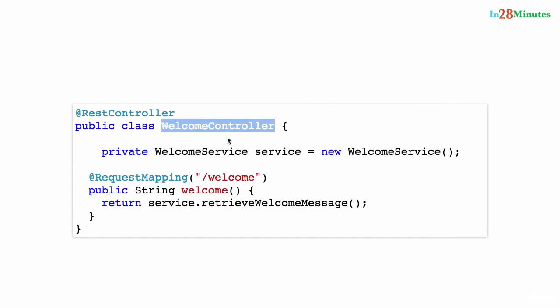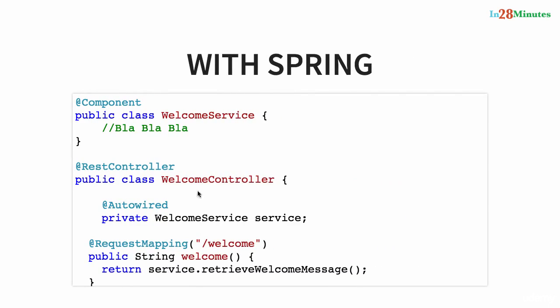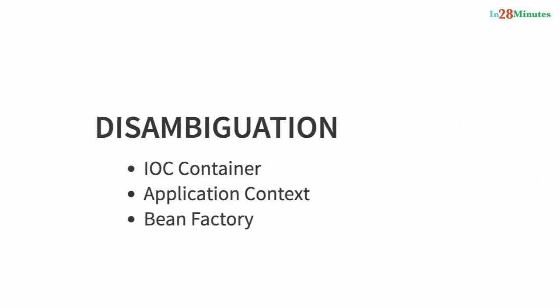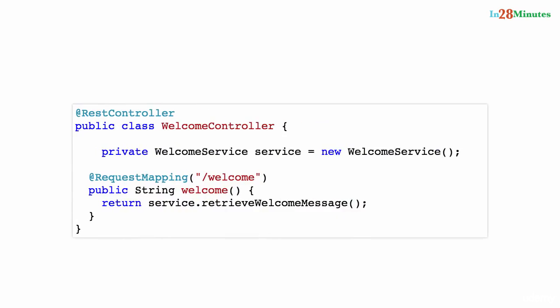The control moves out of the controller or the component which needs the dependency to the framework which is injecting the dependency in. Now, the framework is responsible to understand what are the dependencies that this component needs, make sure they are available, and autowire them in. This is called inversion of control. And the program or the framework which provides this is called the IOC container. The IOC container is the one which manages these beans.